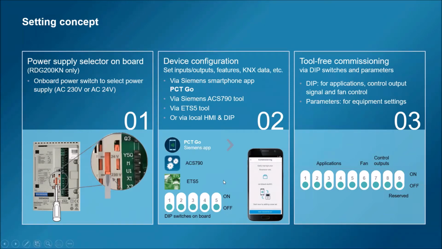It is a complementary solution from ETS. And if for whatever reason you don't have ETS or the KNX is not ready on the plan, and you want to test the application or test the device, you can still use the dip switch on the back of the device, set the application, set the output, and the device is preset. You can just power it on and it will work. So this is really the flexibility that we want to offer there.